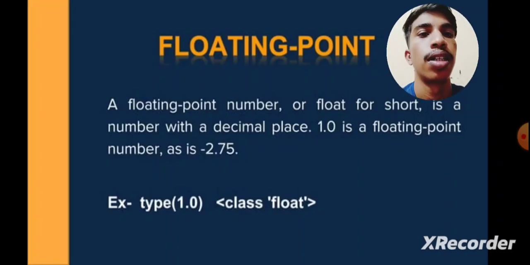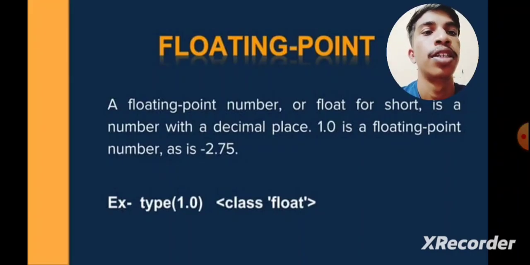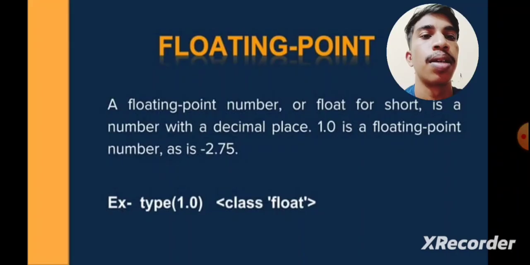Floating point. A floating point number, or float for short, is a number with a decimal place. 1.0 is a floating point number, as is -2.75. Example: type(1.0) gives class float.